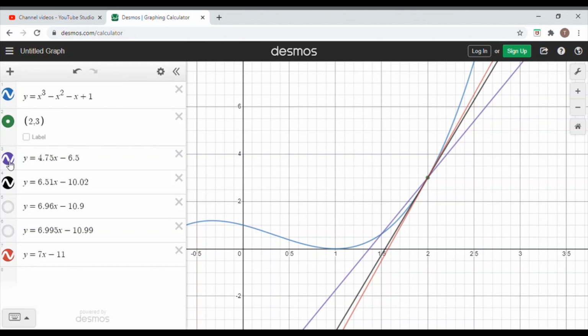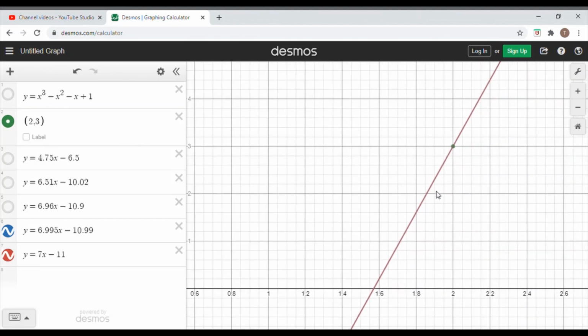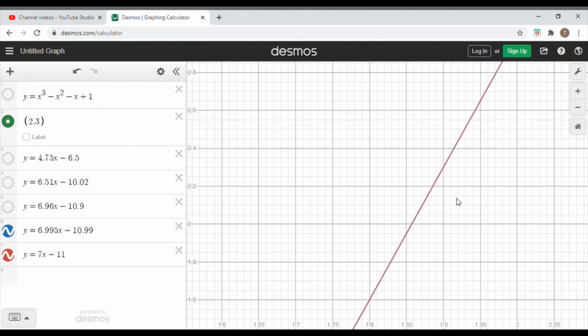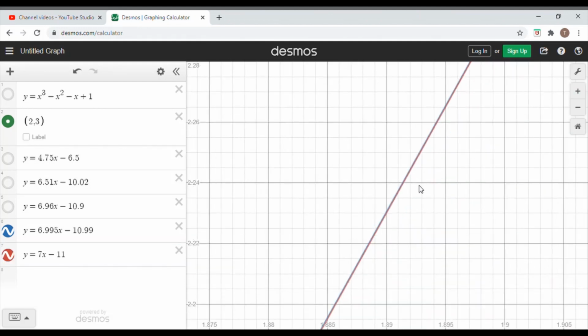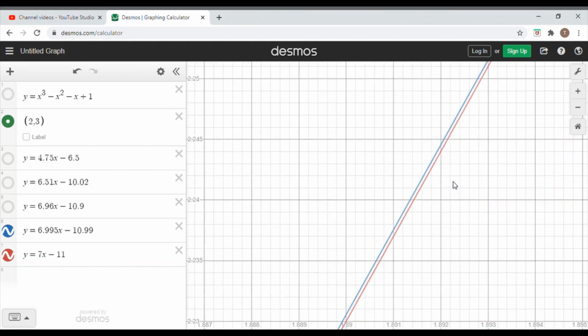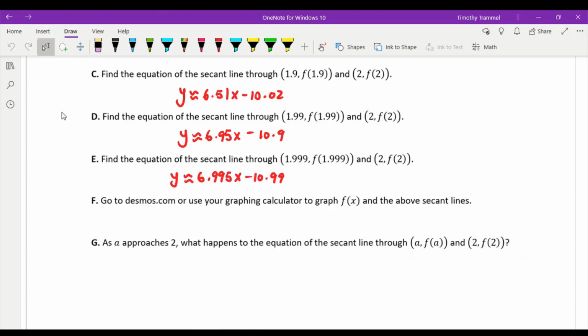I'll just get rid of these other two, and let's do the very last one. So if I zoom in, and I'm even going to get rid of the curve, if we zoom in, we'll be able to see that we do have actually two different lines here. Just might take us a little while. So yeah, very, very close together here. Now that we've seen what's going on here geometrically, let's answer part G.